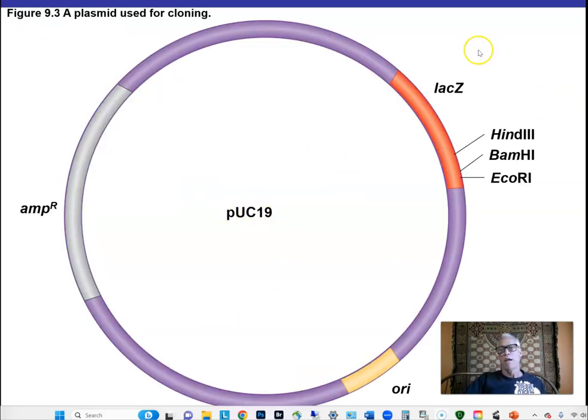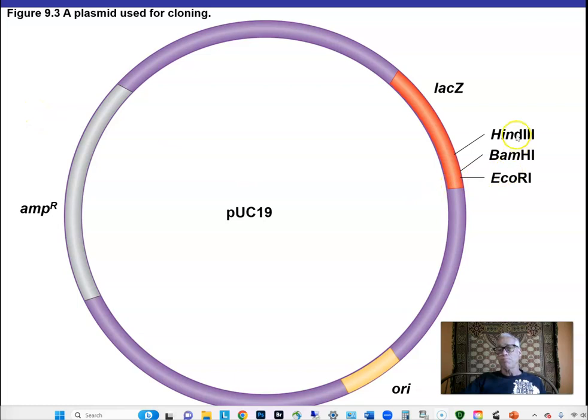Here's an example of an ancient early type of plasmid that was used for cloning and for subcloning, for putting genes in and delivering to different places, pUC19. We've come a long way from those days. The plasmids that we use are far more complex typically than pUC19.